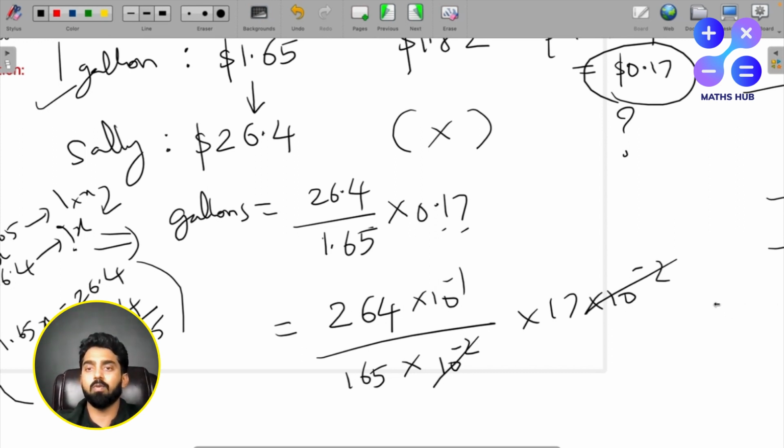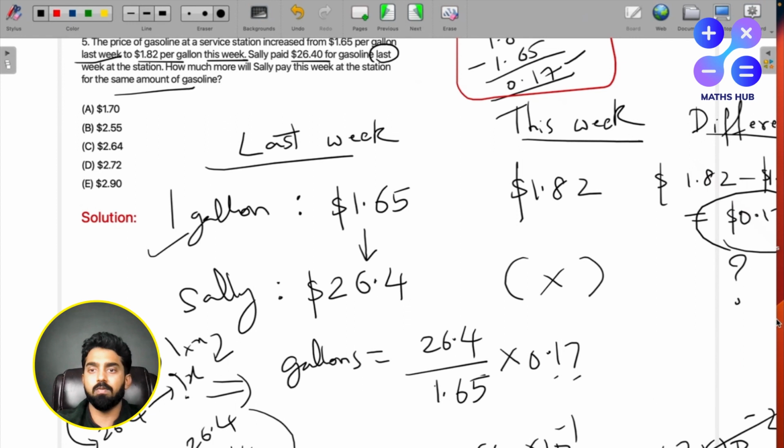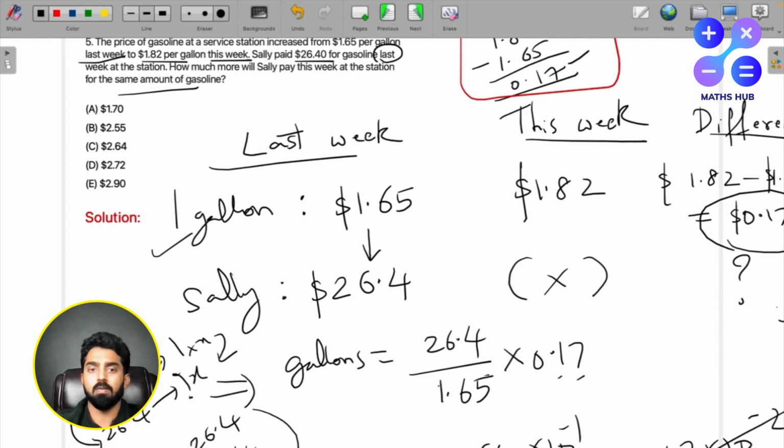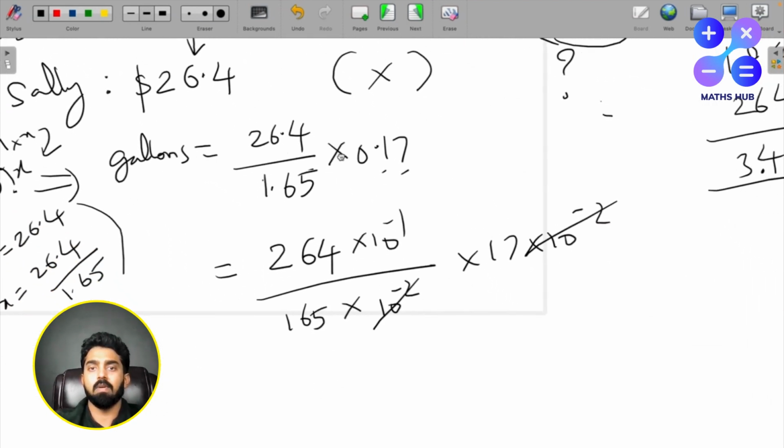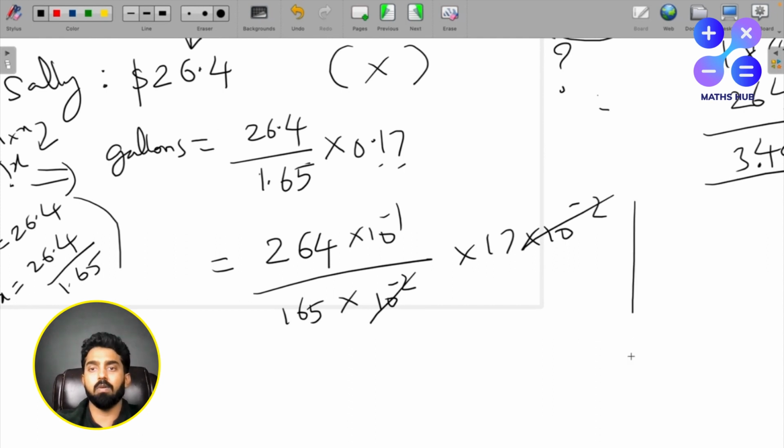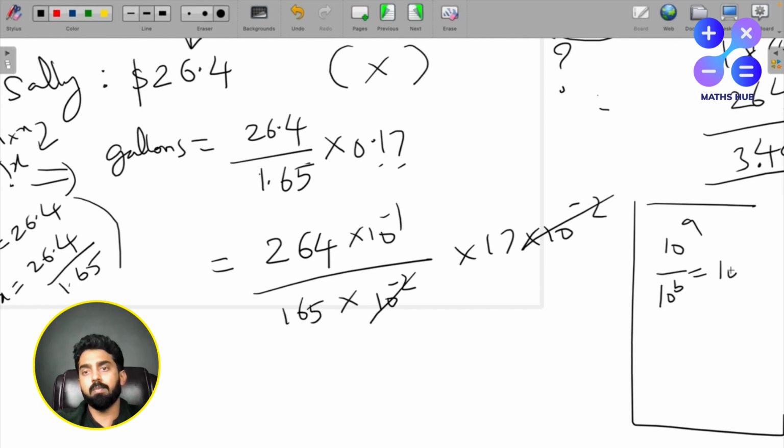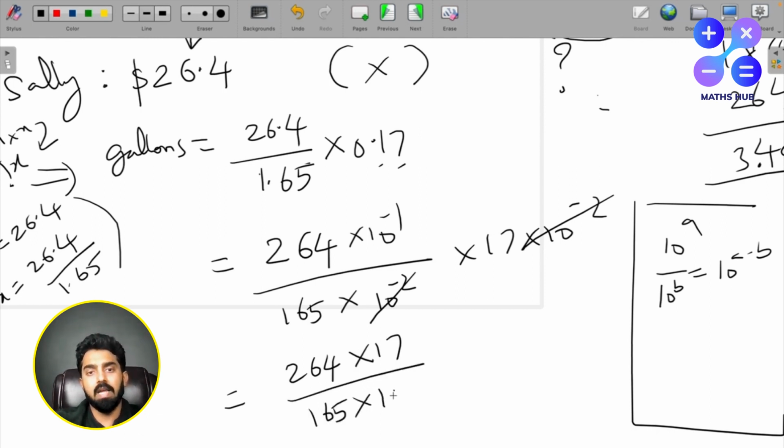When we have division of two exponents, we learned that we subtract. When we have a division 10 power a by 10 power b, we do 10 power a minus b. So minus 2 becomes plus 2, and 10 power minus 2 cancels. Now what remains is 264 into 17 by 165 into 10.